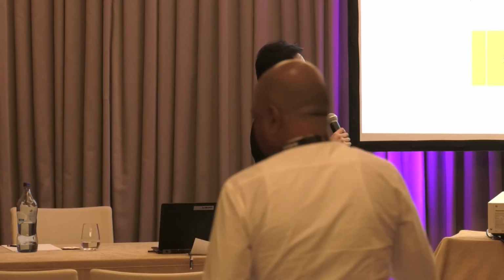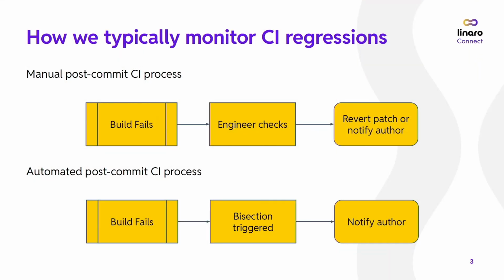There are basically two ways of investigating regressions. You can either do that manually by checking the regression yourself, doing the bisection, and then reversing the patch or notifying the author, or you can do automated stuff like Linaro does. Whenever a build fails, a bisection is triggered, and then the author is notified by email.